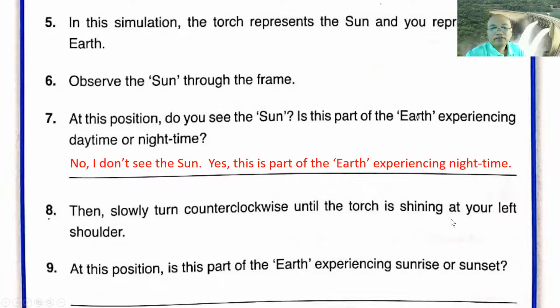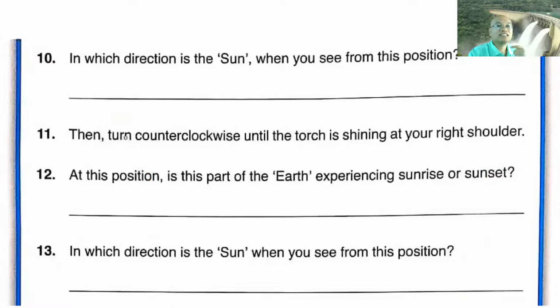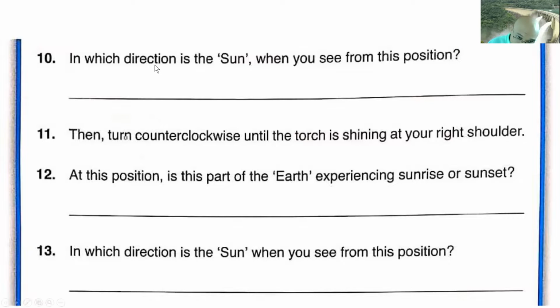So, right here, at your left shoulder, at this position, is this part of the earth experiencing sunrise or sunset? What is your answer? Yes, this is part of the earth experiencing sunrise. Very good. And now we go to number 10. In which direction is the sun when you see from this position? Remember, you changed your position already. And so, the sun is from the east.